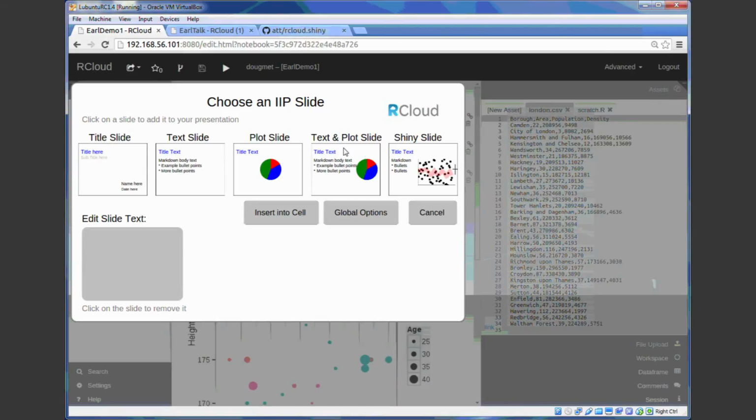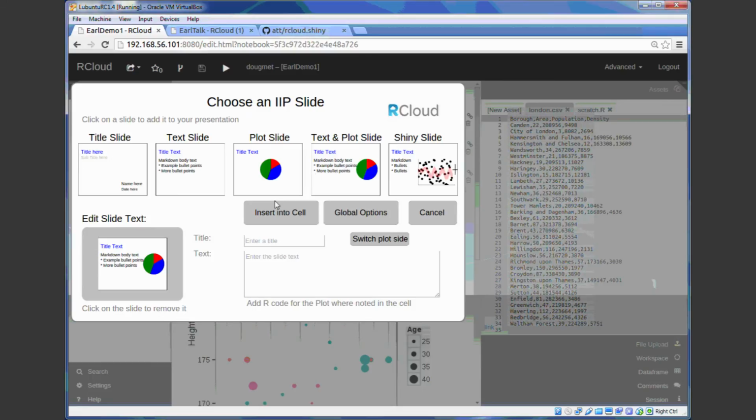So I'm going to go back to where we began with this notebook. And now I'm going to say, okay, this analysis was great. It went really well. Now I'm going to try and share this with my boss, maybe. So I'm going to make a slideshow presentation.